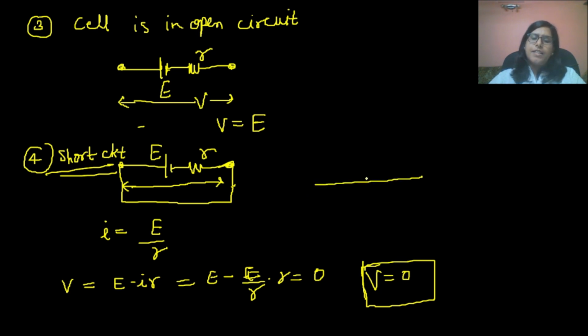We can understand this by this logic also. Suppose this is a wire, connecting wires, and we assume in the circuit the resistance of the connecting wires we can take 0. If at this point resistance is 0, that means if at this point voltage is V, then at this point voltage will be the same. So we connected a 0 resistance wire here, that means the cell is short circuit.